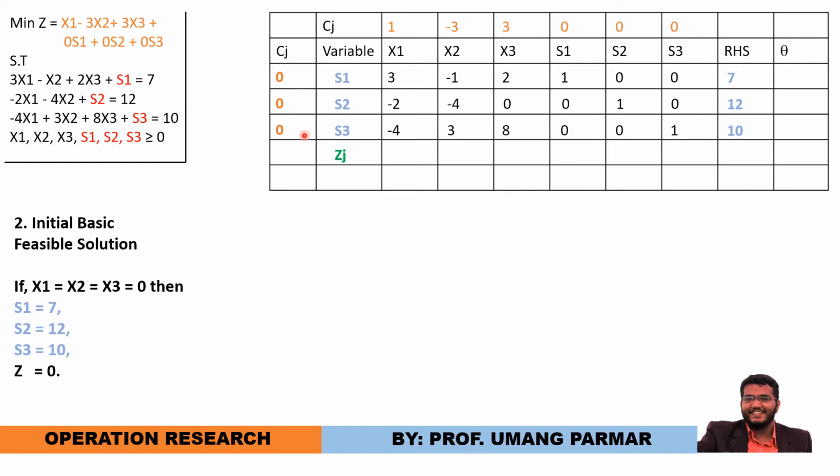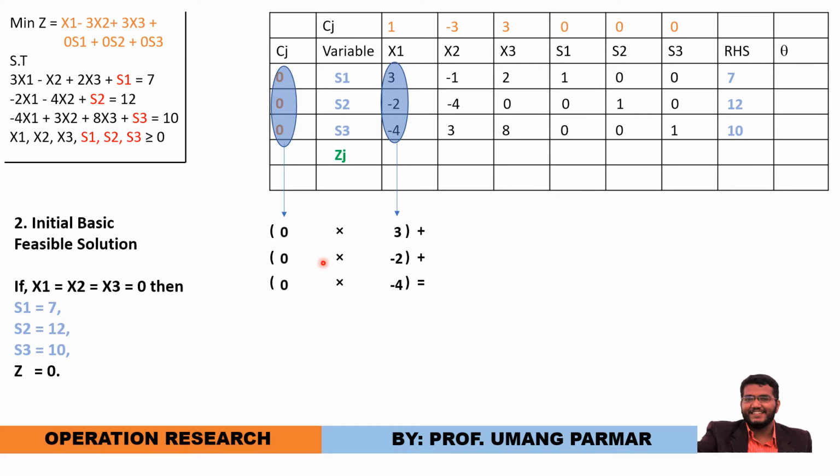Now our next task is to find out the Zj. So for writing down the Zj, you need to multiply two columns. For example, if you want to write down the Zj value for x1, then you need to multiply these values with these values. So I am writing this 0, 0 and 0 here, and this 3, 2 and minus 4 here. First we will multiply these values and then we will add across the respective rows.